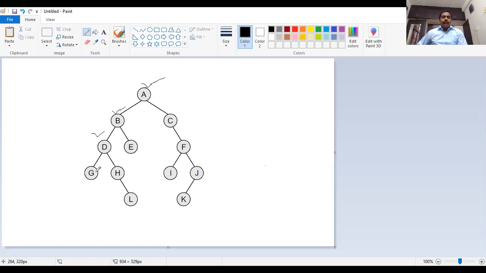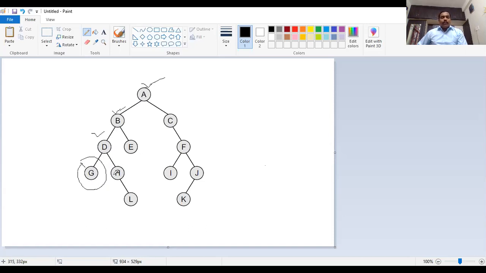D also has two children, so we go to the left side, G. Now we have visited G. The left side is over, so now we are going to the right side. Why? Because this is the root of G, and G doesn't have children. So this root is over. Then the left side is over, and we are going to the right side.